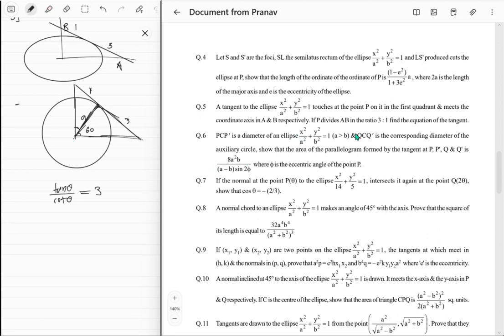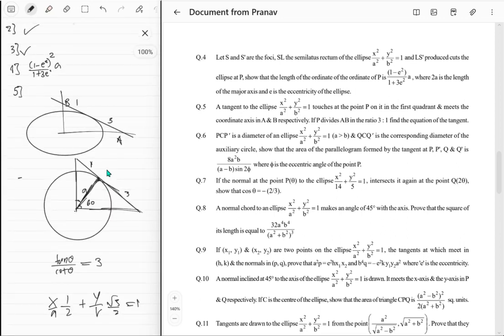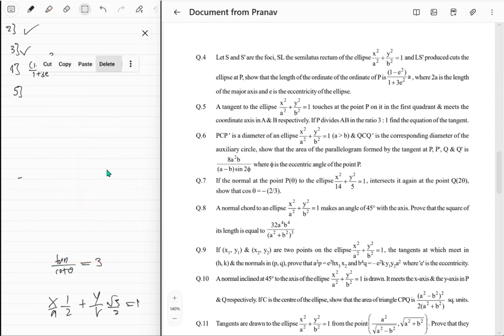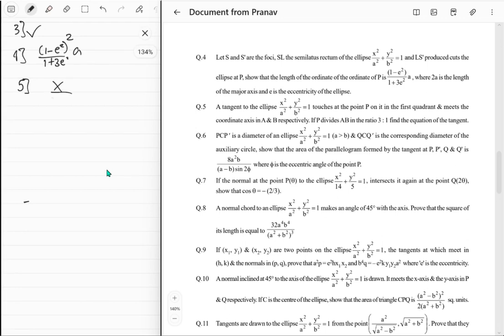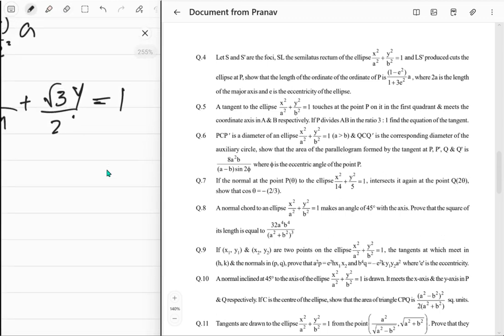Okay, and we just want the equation of the tangent, right? So now that we have the theta, good to go. x upon a, and then cosine theta is just square root, no, sorry, 1 upon 2, plus y upon b, sine theta is just square root 3 upon 2, is equal to 1, right? That's the tangent. So yeah, just going to put that as the answer. x upon 2a plus square root 3 y upon 2b is equal to 1. Sorry, 2b, right? Next.